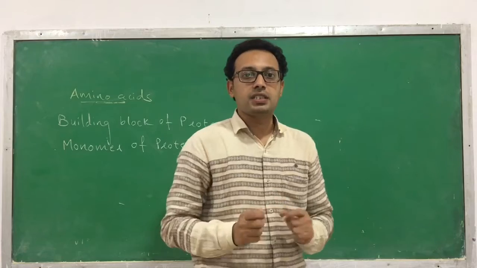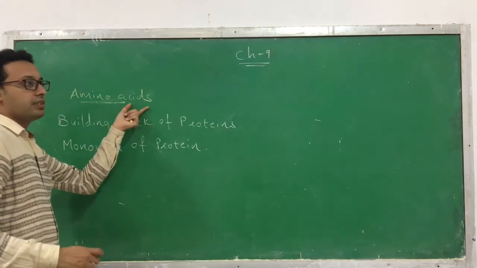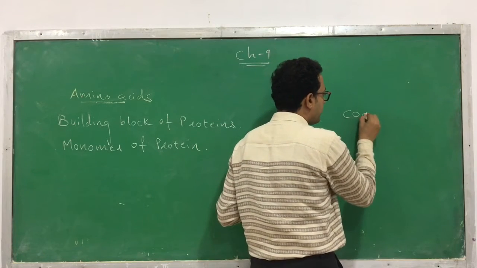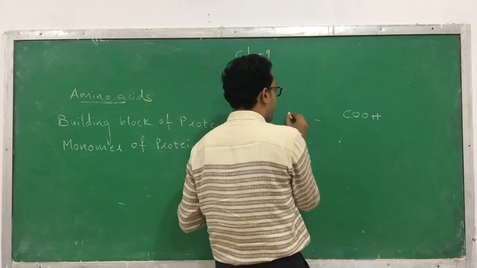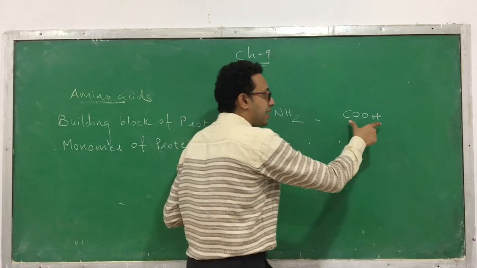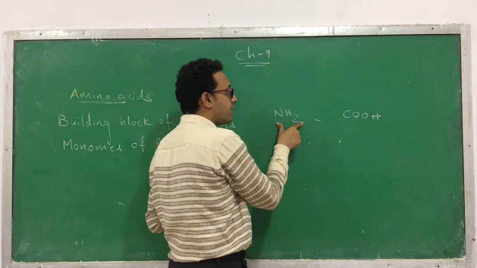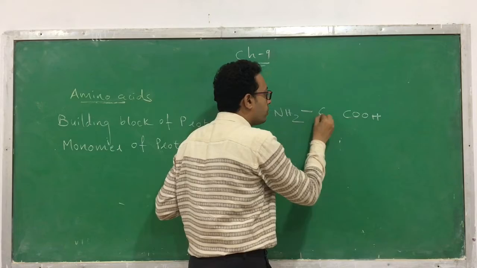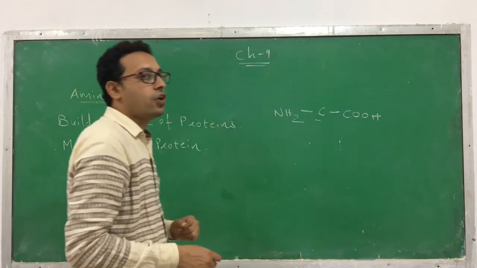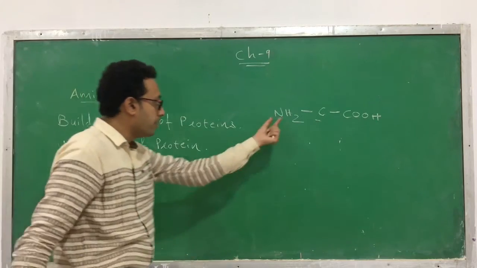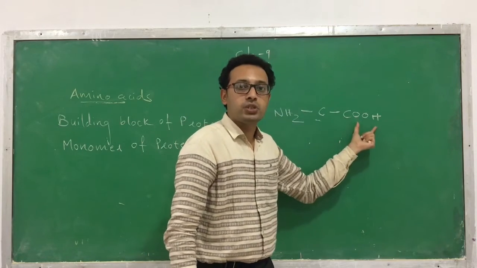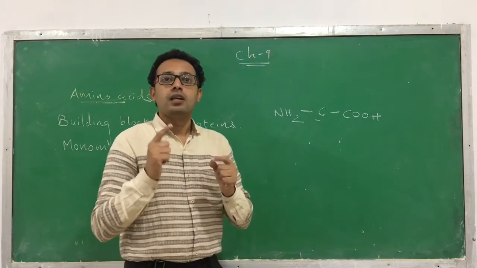If you see the name, amino and acid. If you see the structure, both functional groups are present: one is COOH, the other is NH2. This is the carboxylic acid COOH and this one is the NH2 amino group. They are attached to the same carbon. Hence, this is called an amino acid, because it contains both functional groups, the amino group and the carboxylic acid.